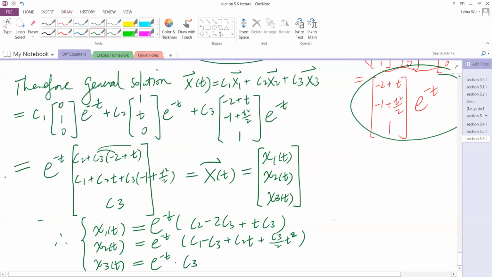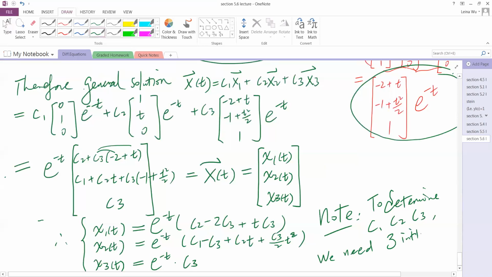And of course, note here, to determine c1, c2, and c3, what do we need? Initial conditions. Yes, we need three initial conditions, right? So if you are given initial conditions, you can keep going and look for the c2, c3, and c1.